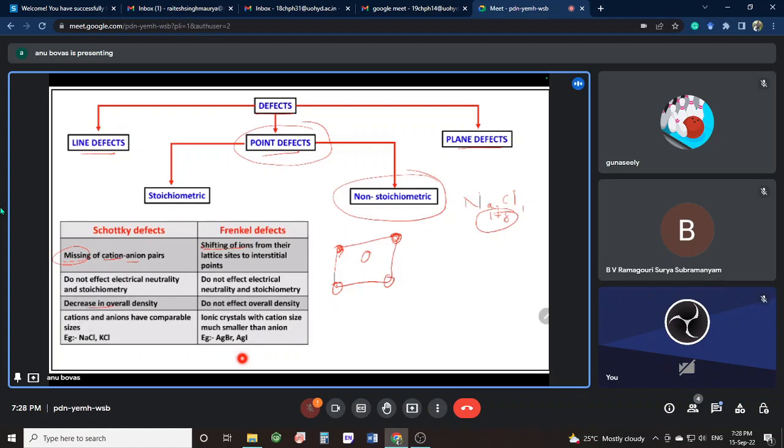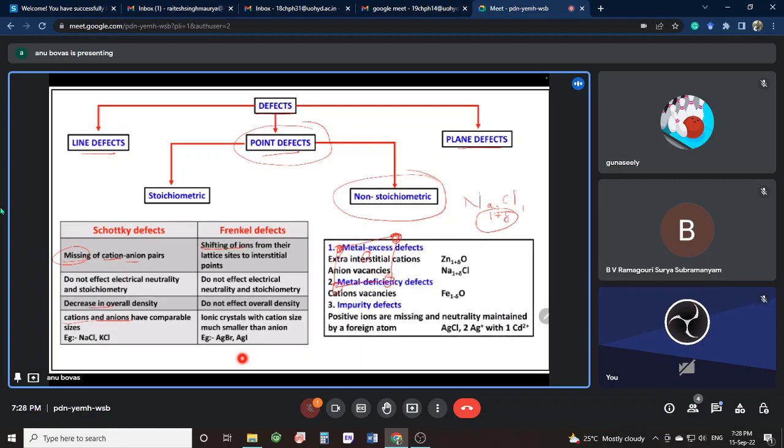And in Schottky defect, the cation and anion have comparable sizes, whereas ionic crystals with cation size much smaller than anion will undergo Frenkel defect. Now, moving on to non-stoichiometric defect.